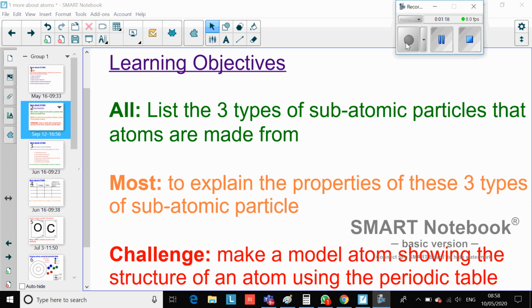Okay, so welcome back. By the end of today, all of you should be able to list the 3 types of subatomic particles atoms are made from. Most of you will be able to explain the properties of these 3 types of subatomic particle, and a few of you make a model of an atom showing the structure of an atom using the periodic table. Now, we were going to do this with counters in class, but you can probably just get away with drawing this in your book, okay?